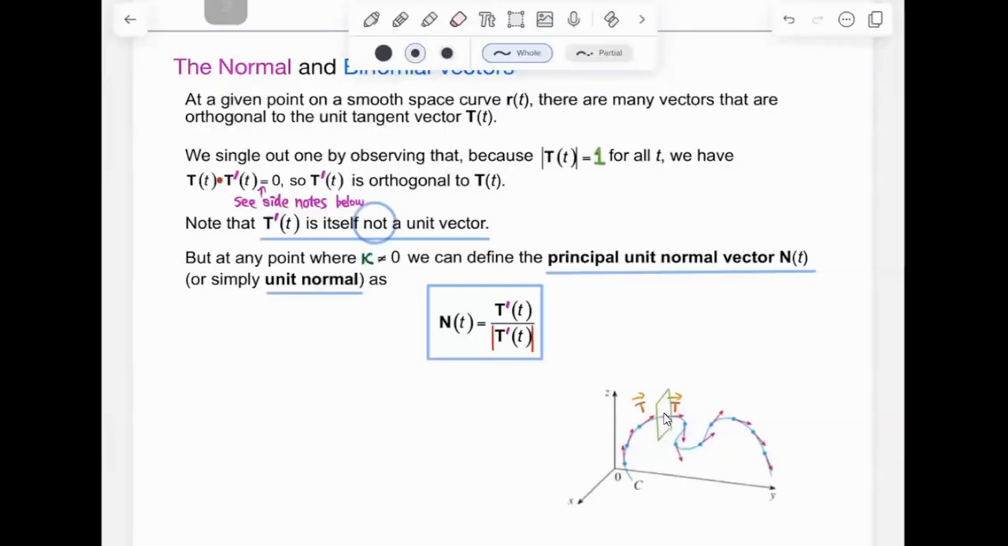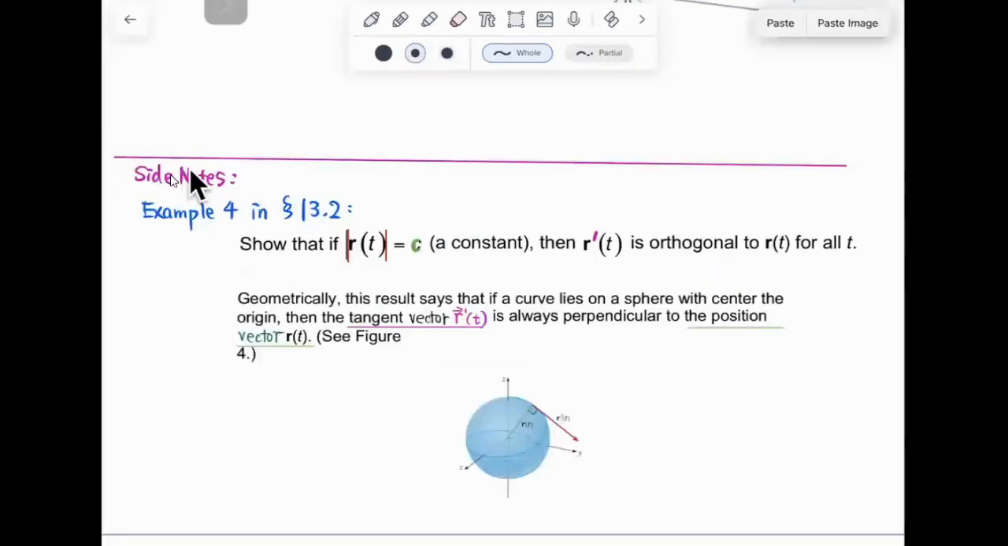Now we can single out one vector that's orthogonal to this unit tangent vector by observing that the unit tangent vector has magnitude 1, and that's for all t. So T dotted with T prime of t will be equal to the scalar 0. Why? Let's pause a moment, you think about it first. I put a side note here to explain why.